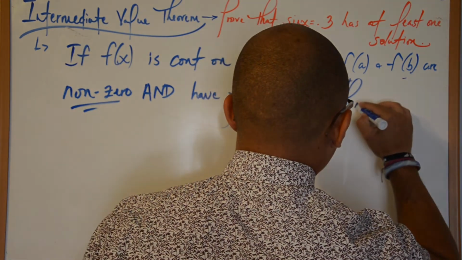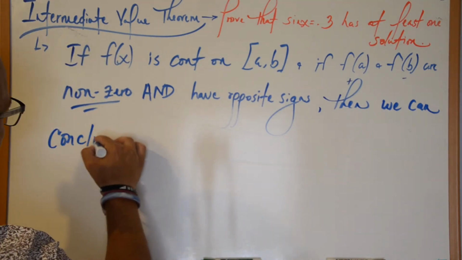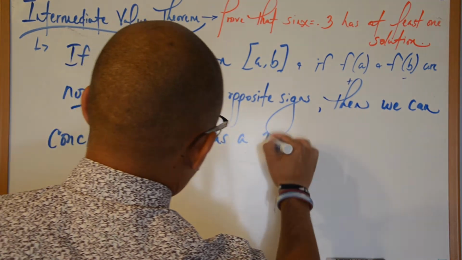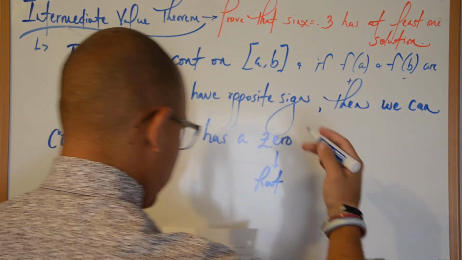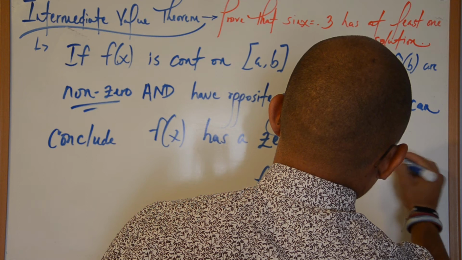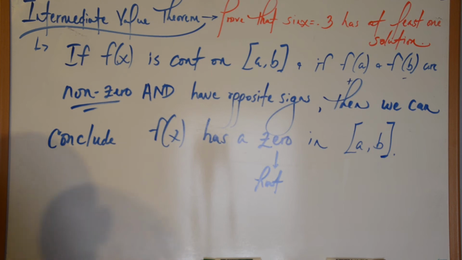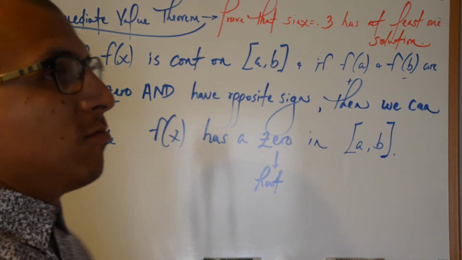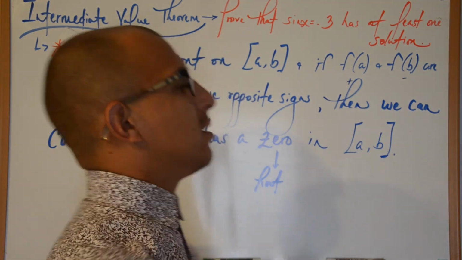Positive, negative, or vice versa. Then we can include f of x as a 0, root, x-intercept, solution in a, b. So this, I think, is more important than the intermediate value theorem itself, but it's a subsidiary of the intermediate value theorem. So property of transitivity, I digress.